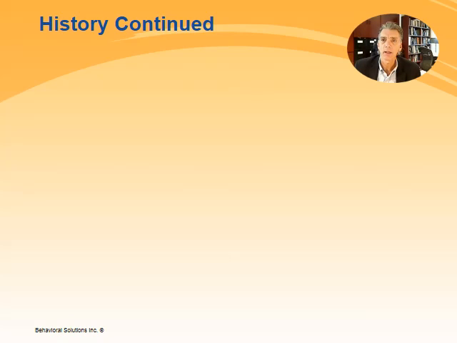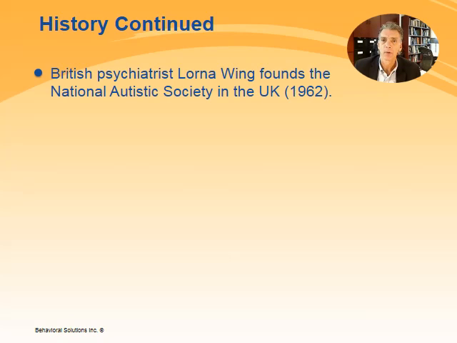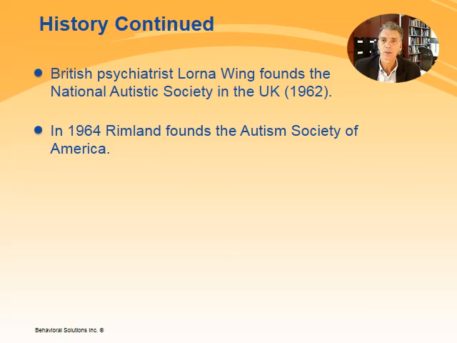In the early 1960s, parent support and advocacy groups emerged. Dr. Wing, an English psychiatrist, in 1962, and Dr. Rimland, an American psychologist, in 1964, both parents of children with autism, started the first two national-level groups to build support for families and individuals dealing with autism.